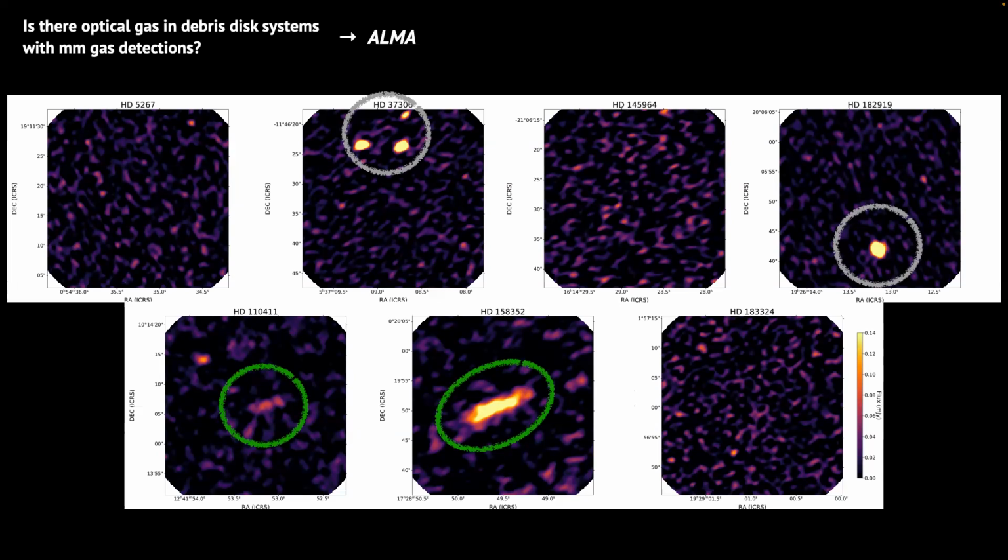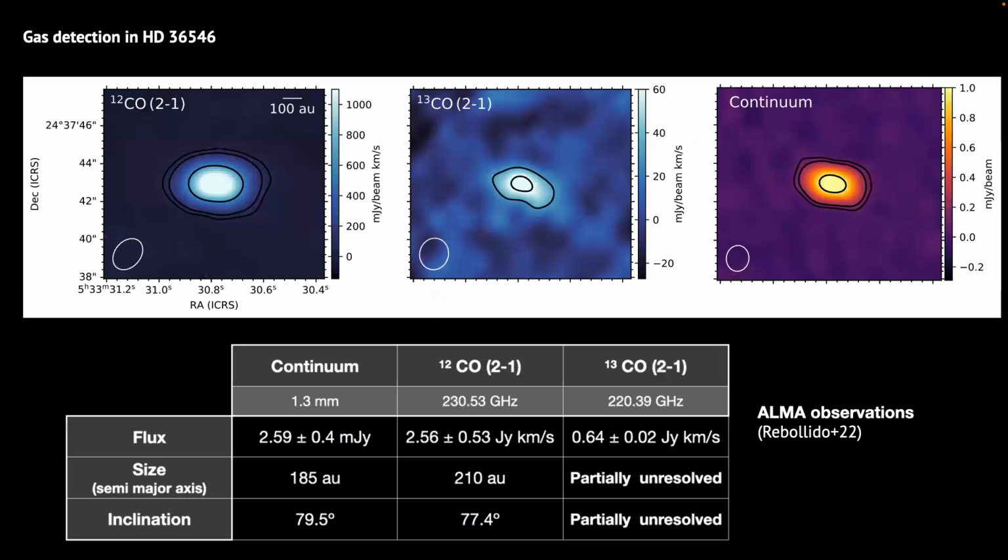And then we have 2 detections in the continuum, one for HC110411 and another one for HC158352. And we think those are actually related to the star. We think that's dust bound to the system. But there is one object missing from this plot because I gave it a separate slide, and it's HC36546. And this has quickly become one of my favorite objects because I think it's super interesting. I'll get to that in a minute.